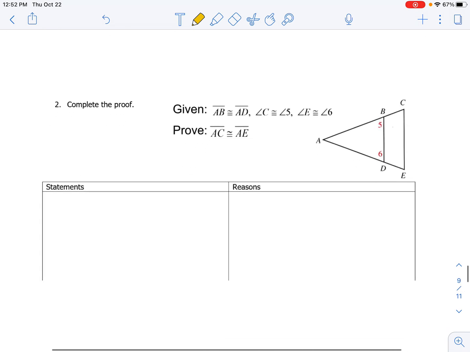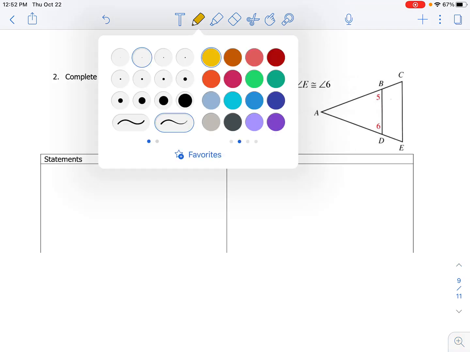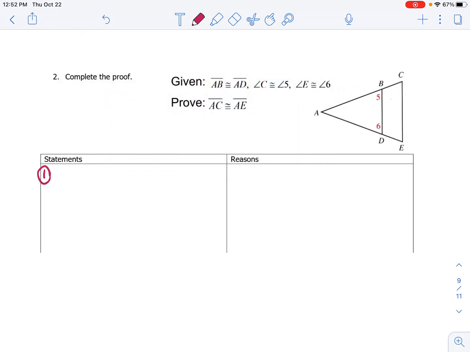Okay, let's look at another one. Let's look at our given. Let me write that down and then we can mark the diagram. So we have AB congruent to AD, and angle C is congruent to angle 5, and angle E is congruent to angle 6, right? That's our given.